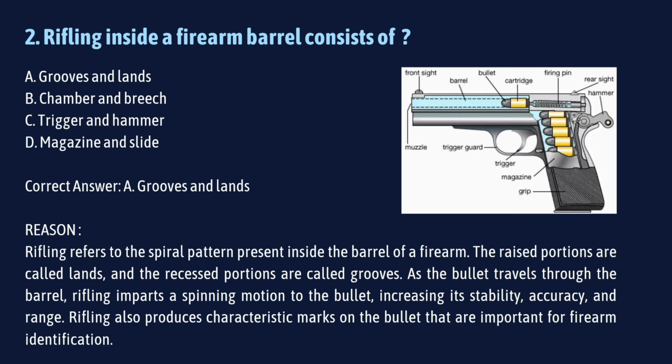Question number 2. Rifling inside a firearm barrel consists of. Correct answer is grooves and lands, option A. The reason is rifling refers to the spiral pattern present inside the barrel of a firearm. The raised portions are called the lands and the recessed portions are called the grooves. As the bullet travels through the barrel, rifling imparts a spinning motion to the bullet, increasing its stability, accuracy and range. Rifling also produces characteristic marks on the bullet that are important for firearm identification.